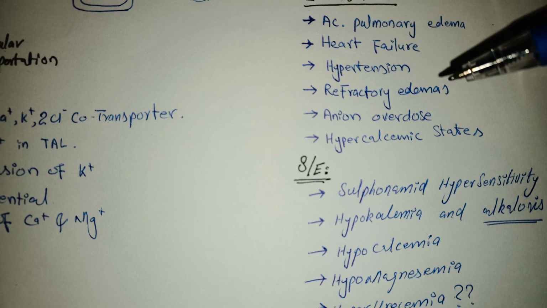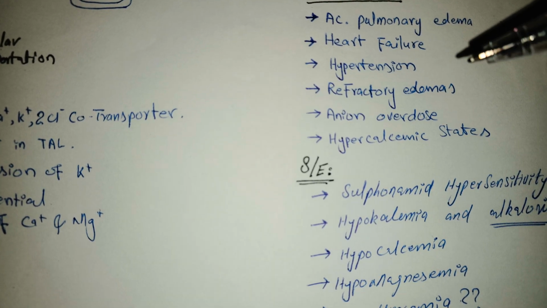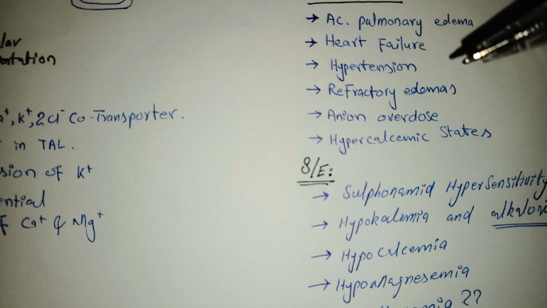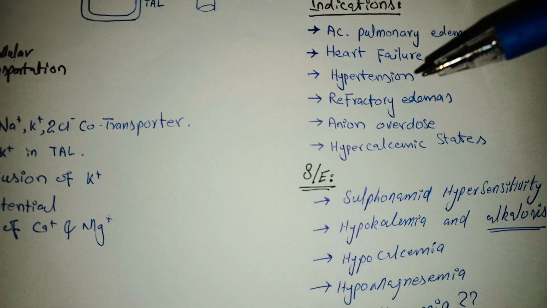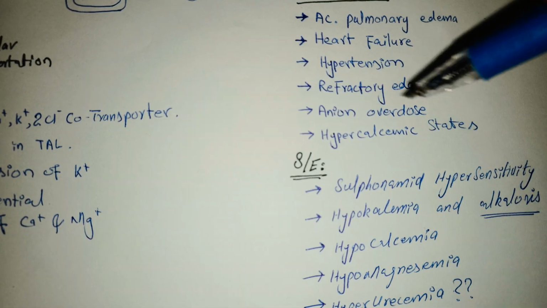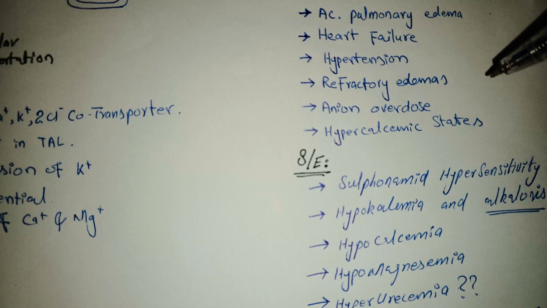In hypertension, sometimes we use loop diuretics, but the most famous diuretic used in hypertension is thiazide diuretics. Remember this point. In refractory edemas, we also use loop diuretics.